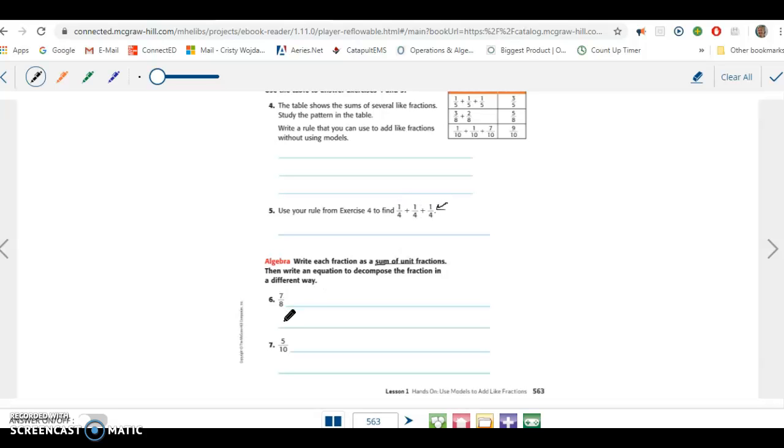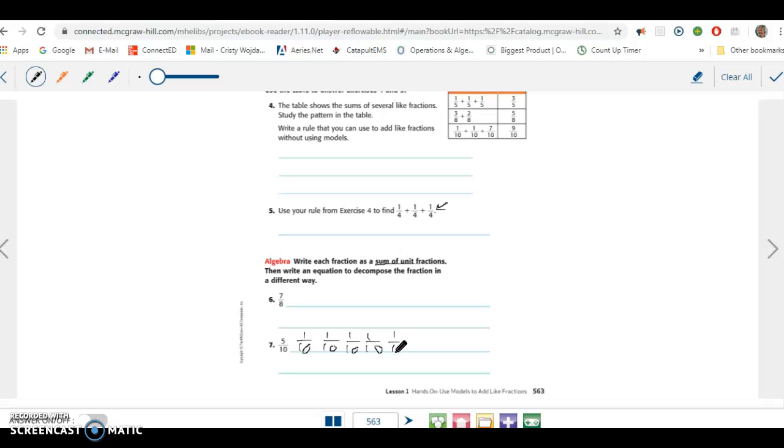So just for clarification, if I was doing 5/10, I would write 1/10 5 times, 1, 2, 3, 4, 5. That would be the same as 5/10 written as unit fractions. That's all it's asking for here.